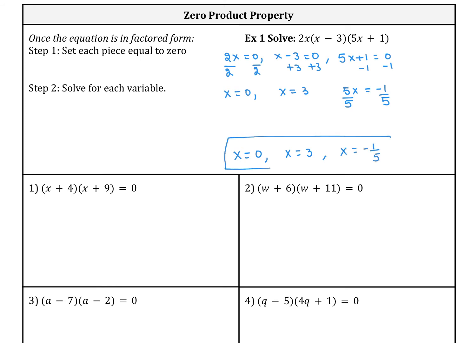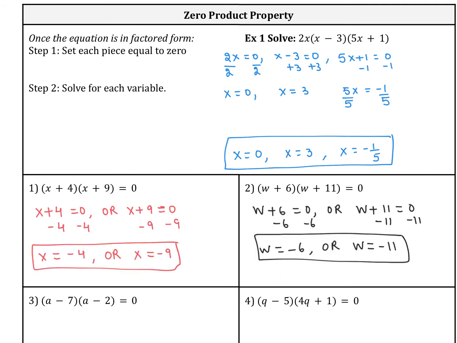For number 1, you're going to put these two factors equal to 0 one by one, and you're going to solve for x. In this one, you subtract 4 on both sides. In this one, you subtract 9 on both sides. So x is equal to negative 4 or x equals negative 9. For number 2, put the two factors equal to 0 one by one. Subtract 6 on both sides. You got w equals negative 6 or w equals negative 11.